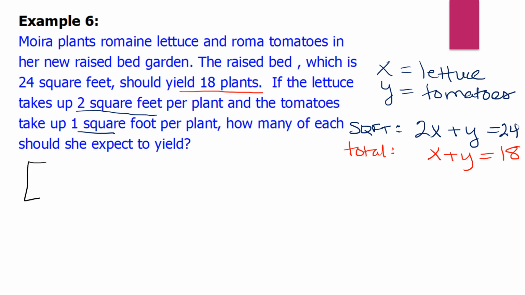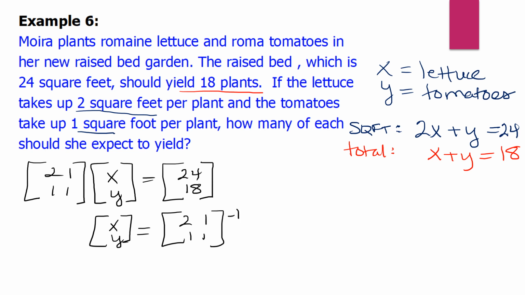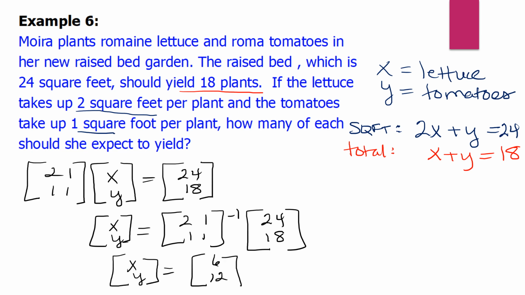We are now going to write the coefficient matrix of 2, 1, 1, 1. We're going to multiply that by the variable matrix xy. We're going to set that equal to the constant matrix 24, 18. Again, showing our work before we put it into the calculator, we are going to take the inverse of the coefficient matrix and we will multiply it by the constant matrix. And your solution should be 6 and 12.